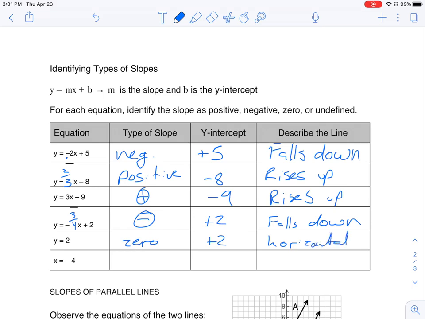X is equal to negative 4. What type of slope? Well, that is undefined. Is there a y-intercept? No, or none. And then describe the line. It is a vertical line.